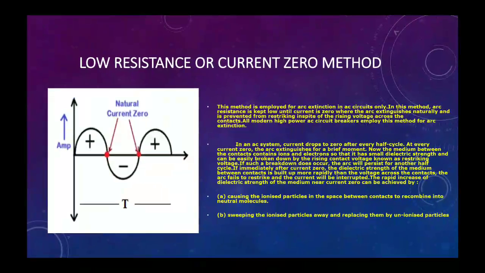If immediately after current zero, the dielectric strength of the medium can be built up or increased, then the arc is extinguished. The arc fails to restrike and the current will be interrupted. Because this current zero position lasts for only a very short time, the dielectric strength can't extinguish the arc properly. So the restriking voltage comes into operation and persists the arc.